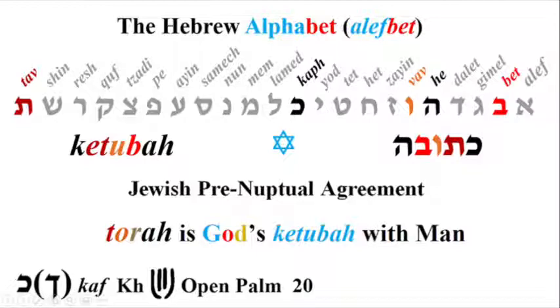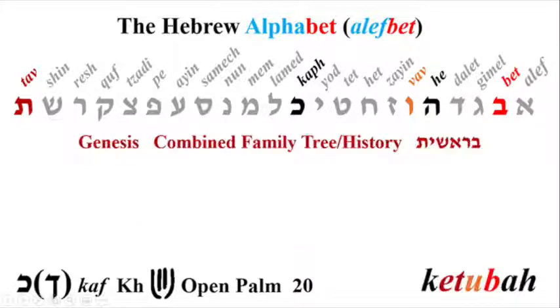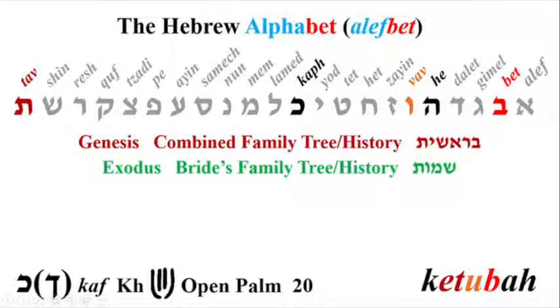It starts with Genesis. This is the combined family tree history of God. We were introduced to him in the beginning. God created the heavens and the earth. And then God said, let us make man in our own image. So we have man's beginning. We have God introduced to us first. There's Genesis, combined history.